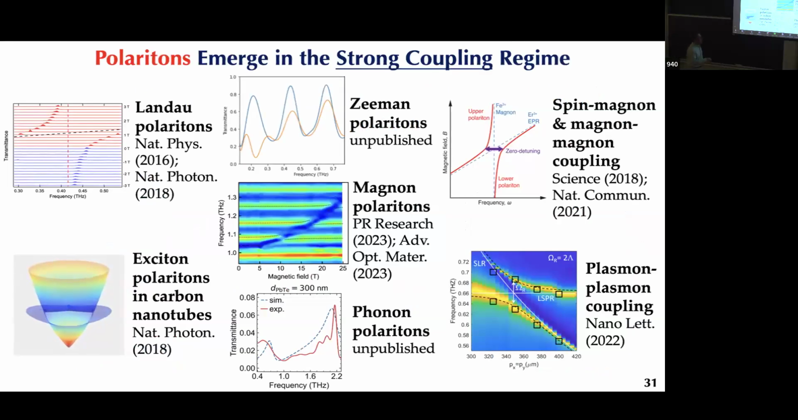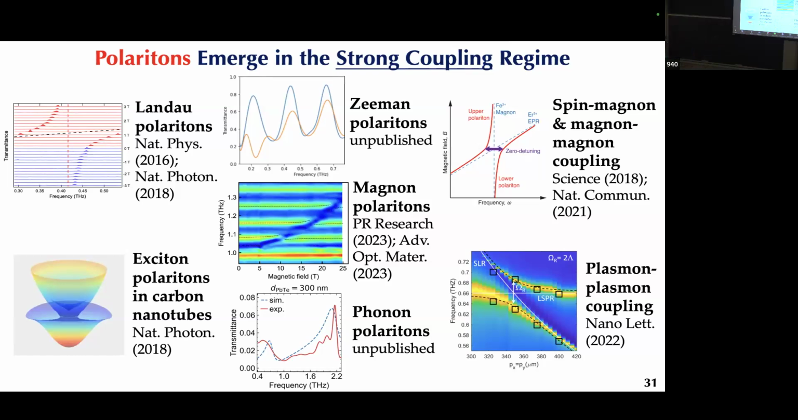We have many polaritonic systems that we're working on in the strong and ultrastrong coupling regime, including Landau polaritons, exciton polaritons, Zeeman polaritons, magnon polaritons, and phonon polaritons. All these are polaritons in the sense that the bosons in these systems are photons, so the photons are participating. But we also have spin-magnon systems, magnon-magnon systems, and plasmon-plasmon systems. They don't even include photons. So these are rather unusual polaritonic systems.